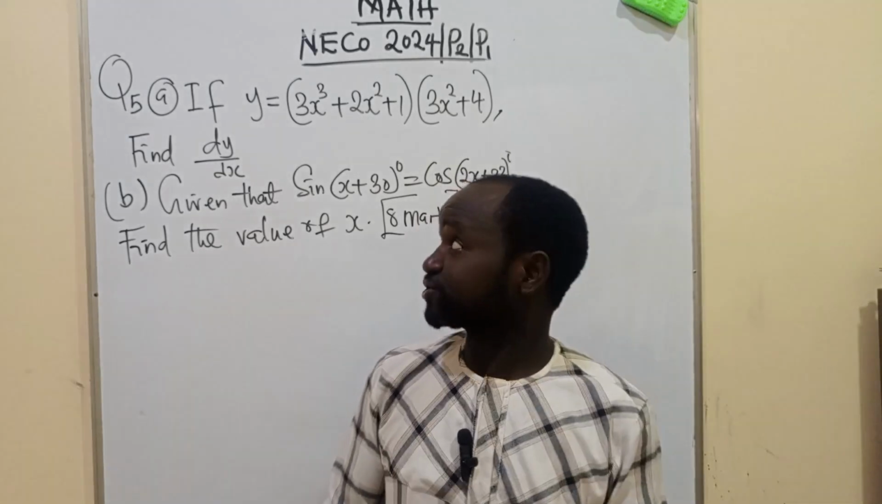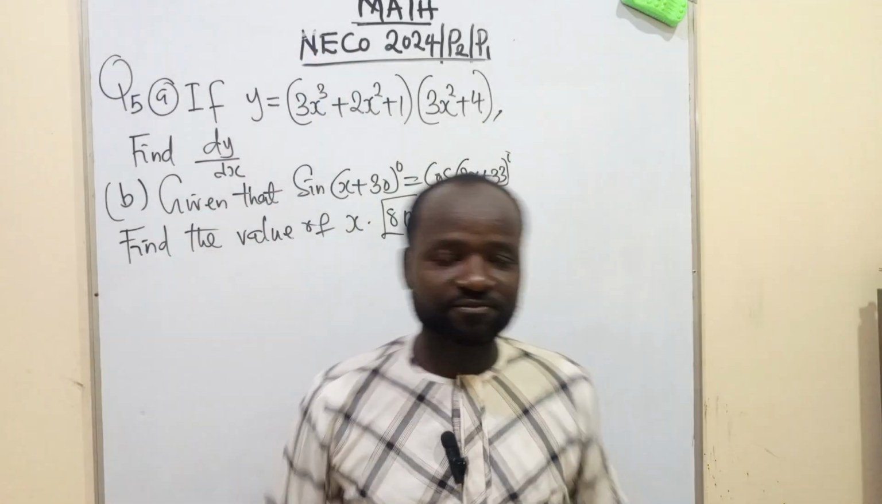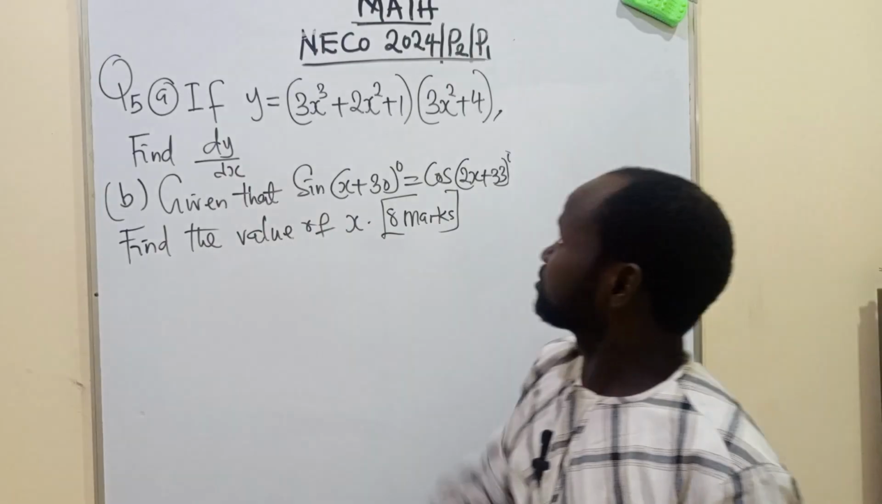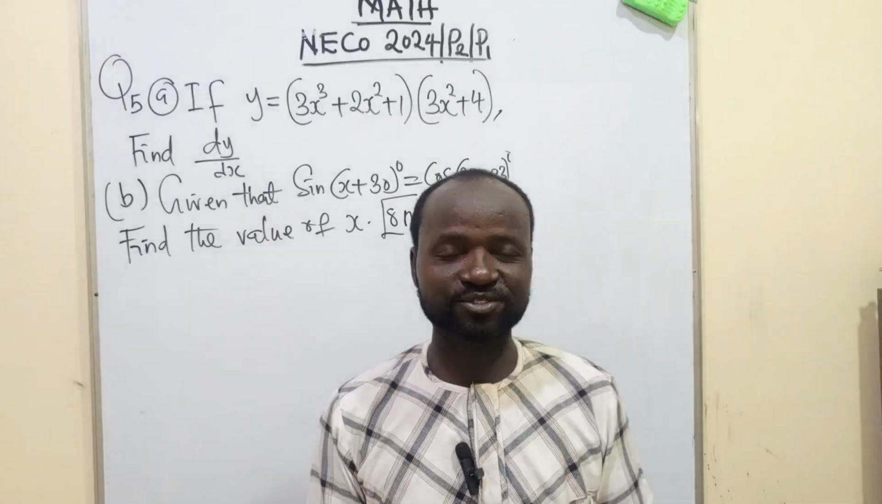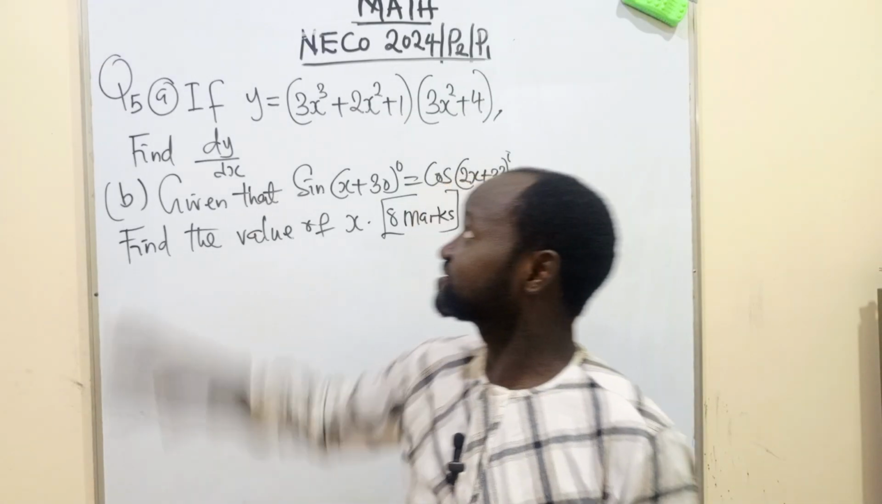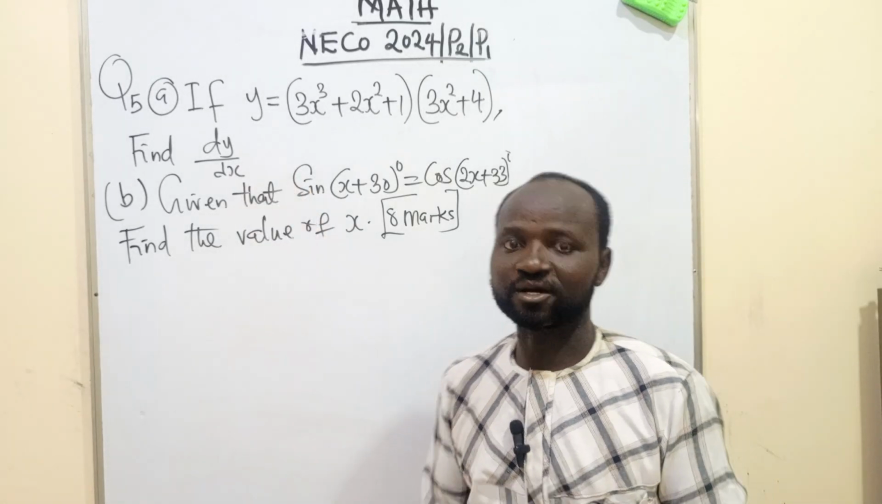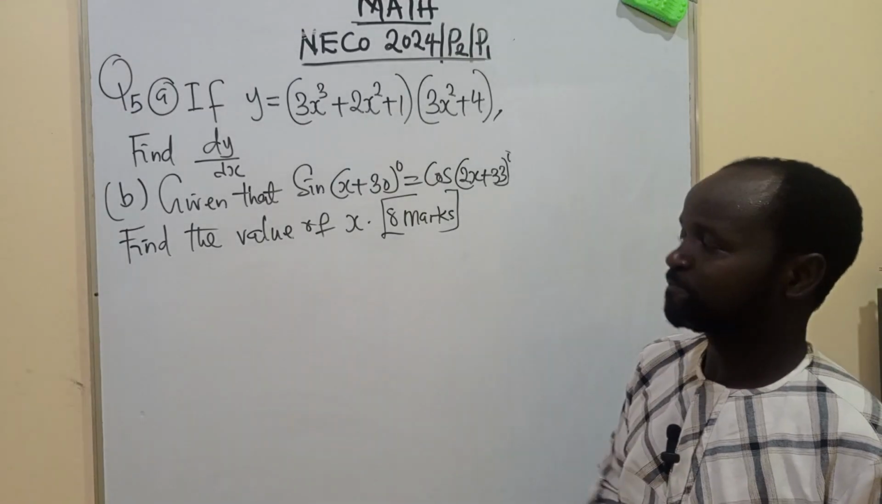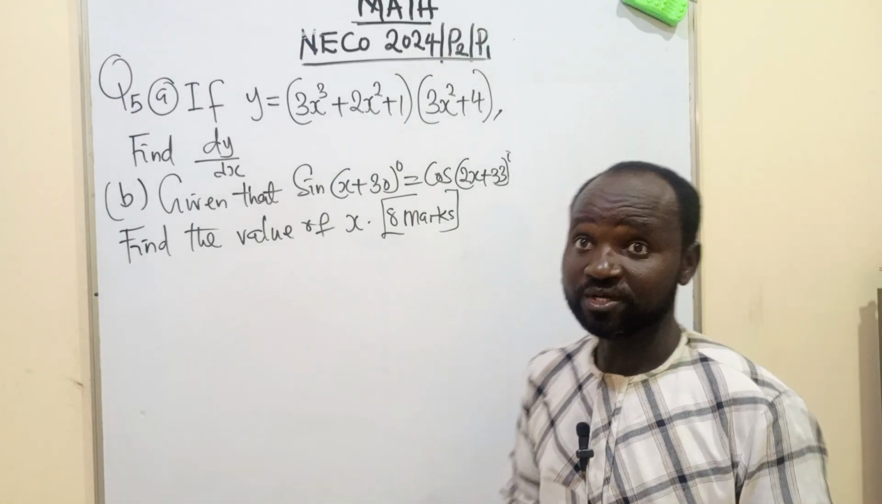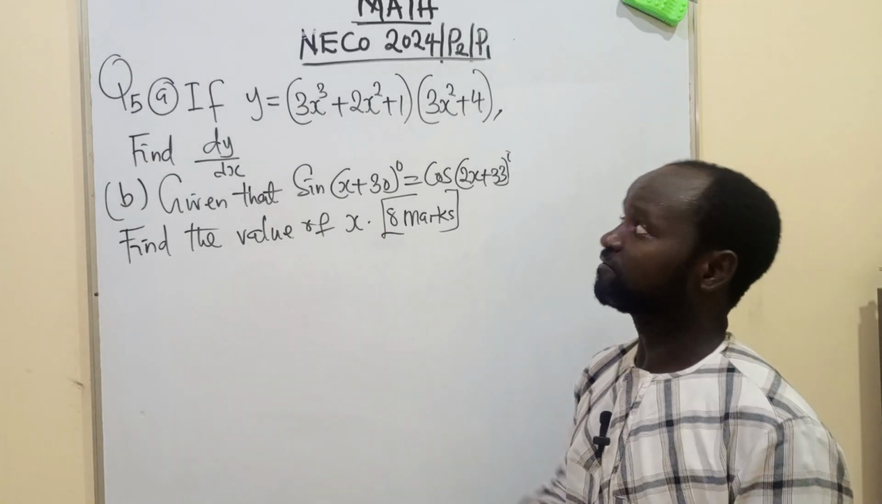In today's presentation, we are looking at questions from the Senior School Certificate Examination, NECO 2024. This is Paper 2, Part 1, and this is Mathematics. With us here are Question 5a and Question 5b. In my previous video, I've solved Questions 1 to 4.